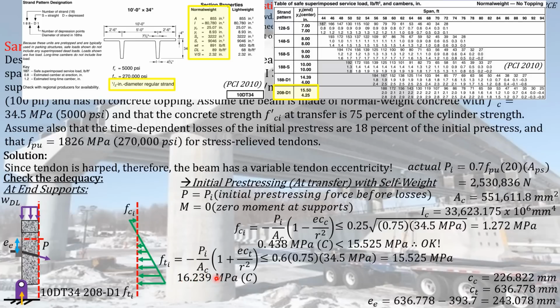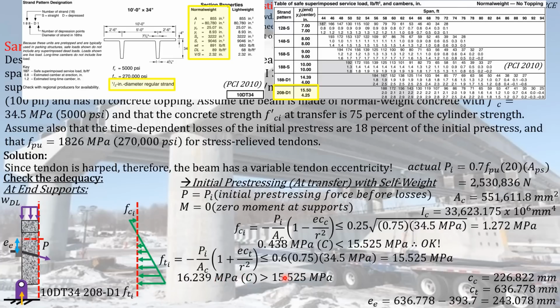But the problem here is, if we compare it to the maximum allowable compressive stress specified by the code that can be experienced by the concrete element at transfer stage, you can see that the actual stress is greater than the allowable stress. So, what could be the solution for that? How can we correct the design at the end supports at transfer stage so that the resulting stress at the bottom fiber will not exceed the allowable stress specified by the code?